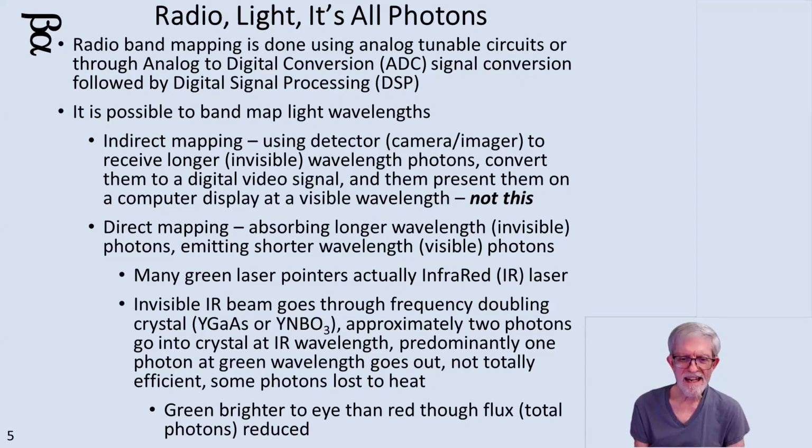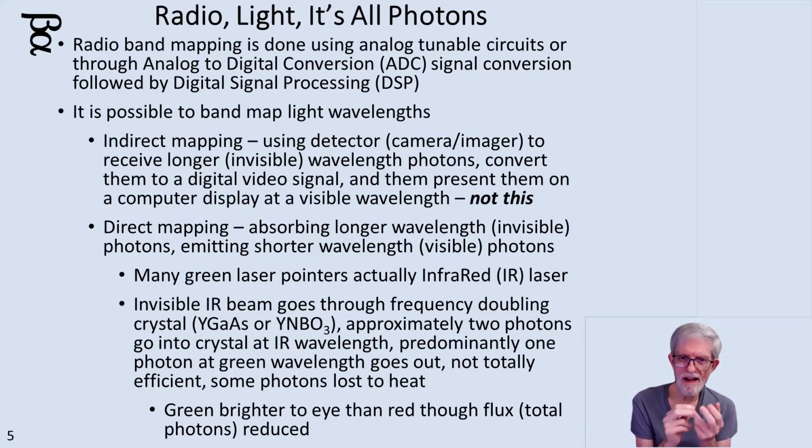What they do is they take the infrared beam coming out of the laser and run it through what is known as a frequency doubling crystal. Frequency doubling, as in it takes the reduced frequency of the infrared light and doubles it by taking 2 photons in and spitting typically 1 photon out, or not always 1 photon out, sometimes no photon out, because it's not perfectly efficient.